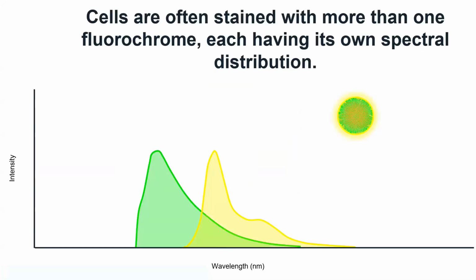Now, cells can have one or more fluorochromes, each having its own spectral distribution. So here I have an example of three antibodies that have been stained on this cell. And you can see, what's this say? This is FITC, PE, and PerCP.